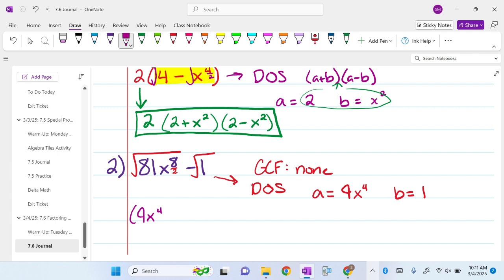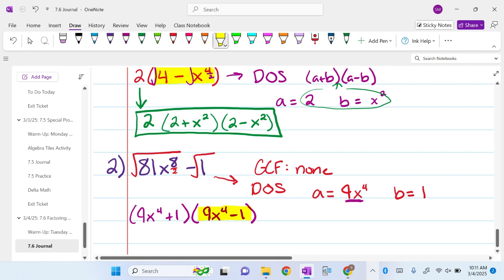9x to the 4th plus, because these two are together, plus 1. There you go. Good. Now, do we think that we're done? No. Why? Yeah, we still have another difference of squares. So we got to do another difference of squares.